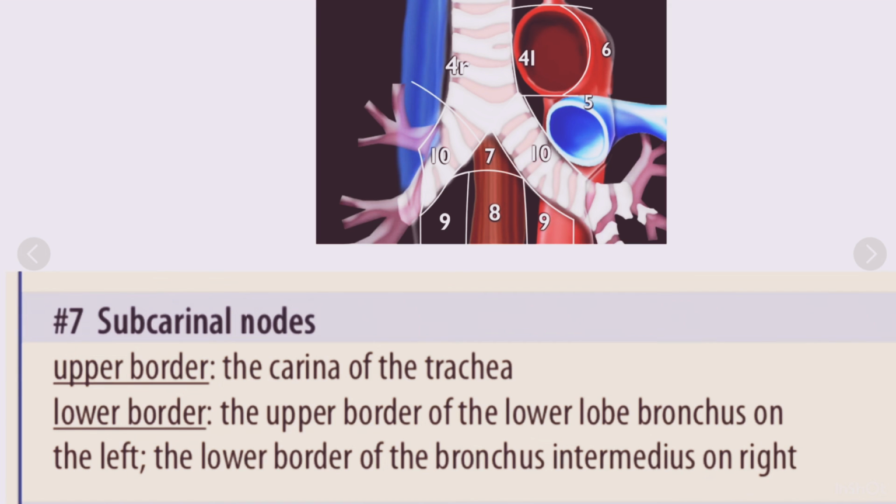Now they are talking about the subcarinal lymph nodes. So the upper border of subcarinal lymph nodes is made up by the carina of the trachea. The carina of the trachea makes the upper border of subcarinal lymph nodes, and the lower border is made up by the upper border of the lower lobe bronchus on the left and the lower border of bronchus intermedius on the right. So as we know, on the lower right side there is a presence of bronchus intermedius. So the lower border of bronchus intermedius and the upper border of the left lower lobe bronchus make the lower border of subcarinal lymph nodes.